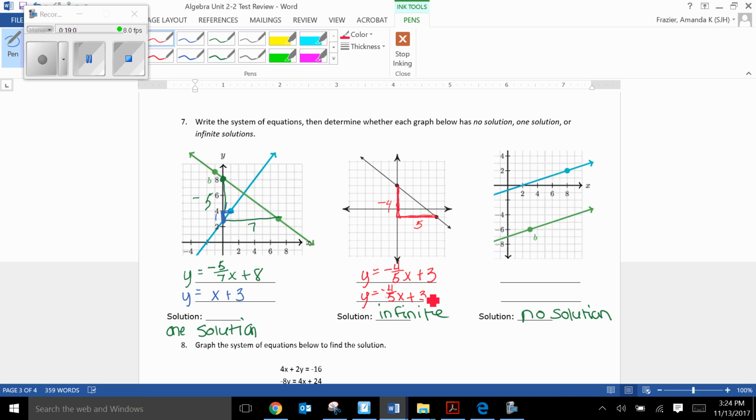My last one, I'm going to have 2 equations, and I'm not going to write both of them because this first graph's a little messy. But I can see that it's going up 2 and over 6. So my slope is 1/3, y equals 1/3 x. And then I have some sort of y-intercept. It's really hard to tell what it is. And my second one, since they're parallel lines, it's the same slope. And my y-intercept is -7. So 1/3 x minus 7.